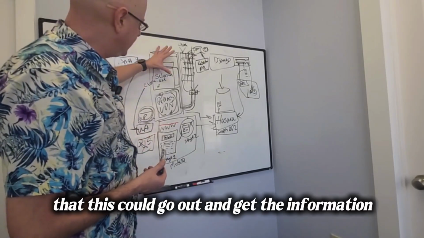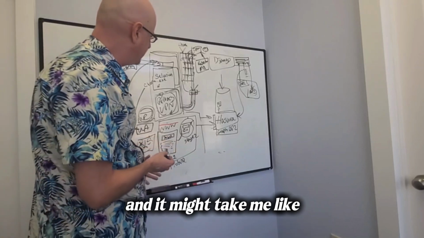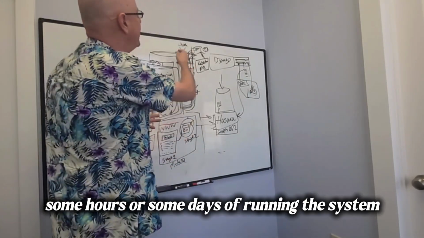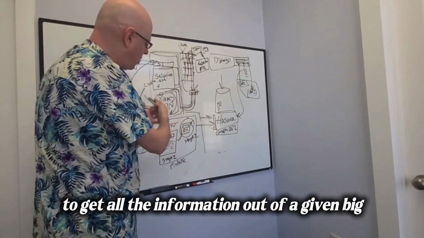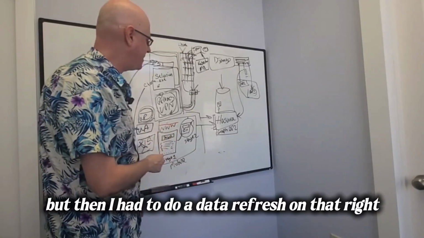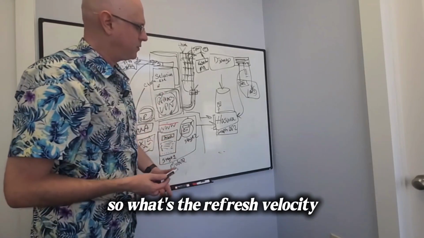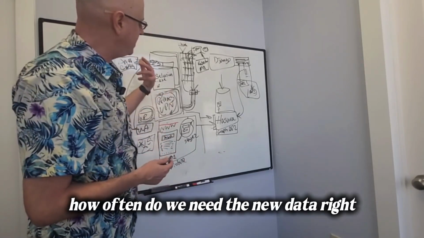The thing was that this could go out and get the information, and it might take me some hours or some days of running the system to get all the information out of a given large, major system. But then I had to do a data refresh on that, right? So what's the refresh velocity? How often do we need the new data?